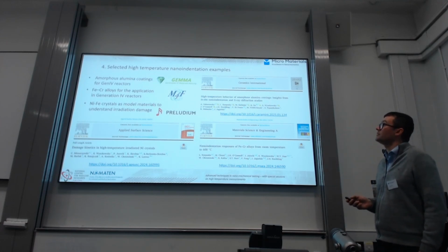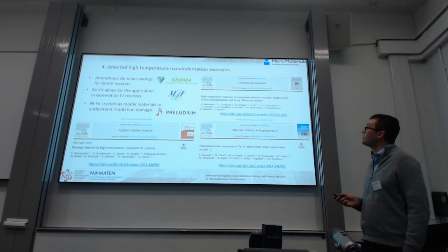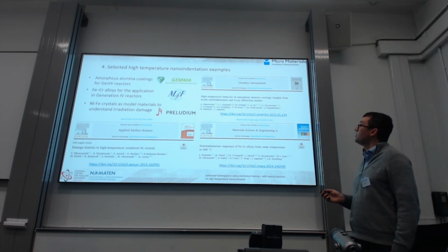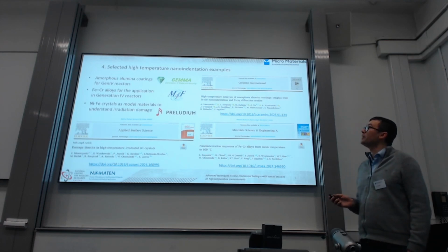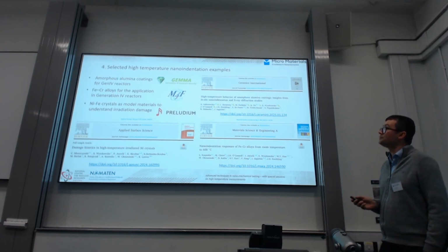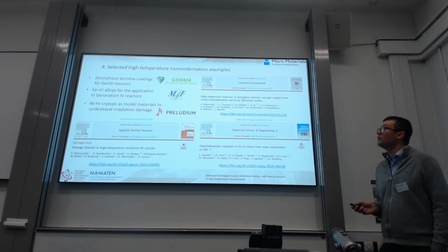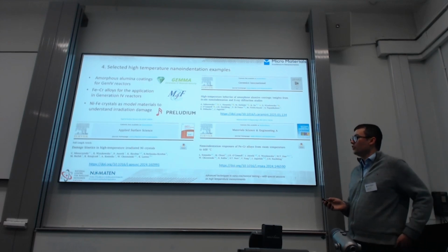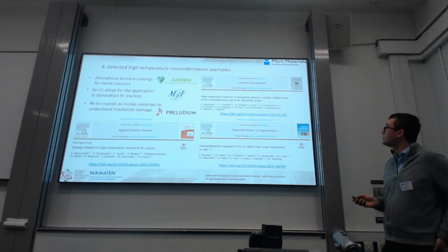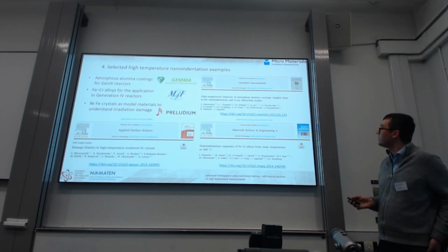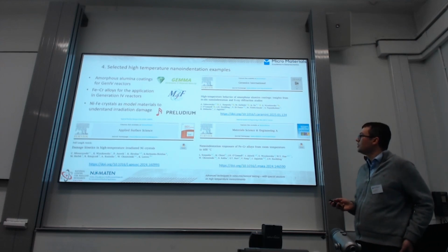The first one is amorphous alumina coating for generation IV nuclear reactors. The paper was published very recently, I think 6 months ago. It's the result of the European GEMMA project. Another example of high temperature nanoindentation is iron chromium alloys, also for generation IV nuclear reactors. And this paper was published last year, so I encourage you to read it.